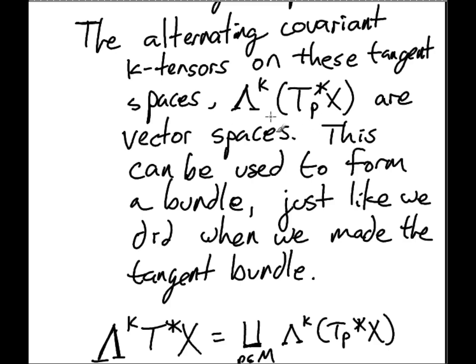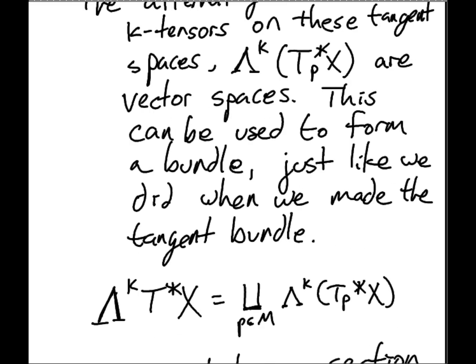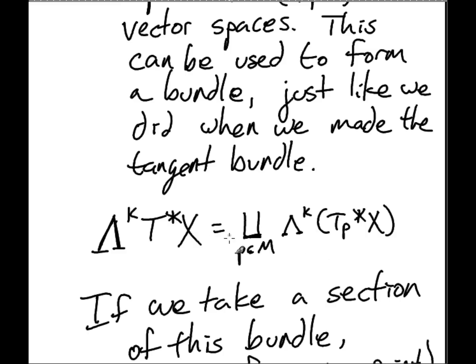It is when we look at it for the entirety of the manifold and we do the disjoint union of all of these, that's where we get the bundle of all of these k forms. Right? And this is how we denote that. These are the k forms defined for the entirety of the manifold. This is a bundle, and this is where all of our k forms are going to come from.